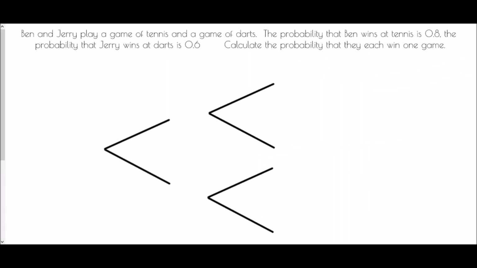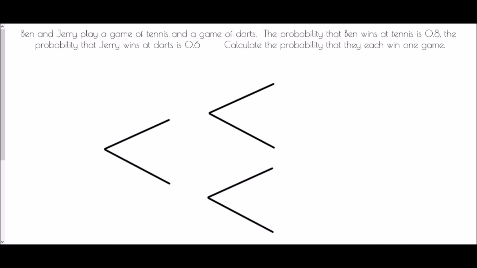So next we're told that Ben and Jerry play a game of tennis and a game of darts. The probability that Ben wins at tennis is 0.8. The probability that Jerry wins at darts is 0.6. Calculate the probability that they each win one game.